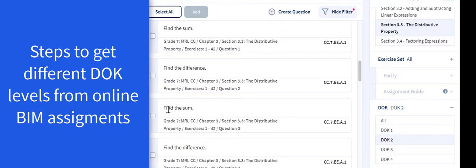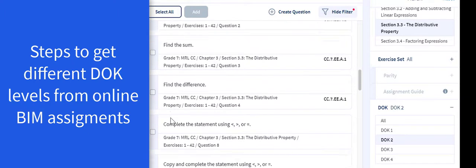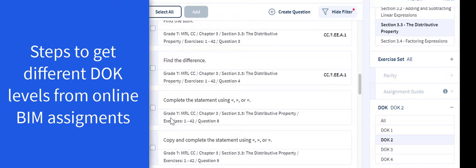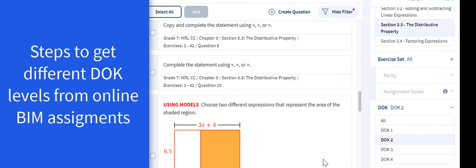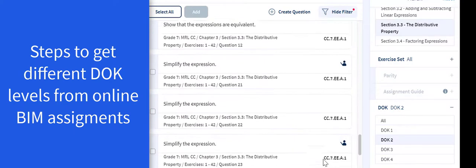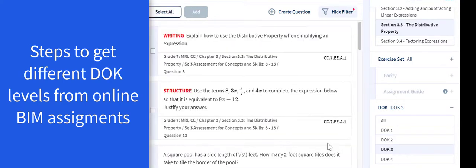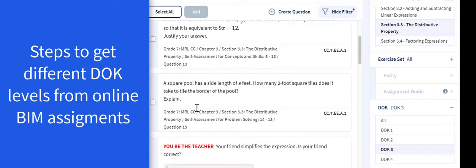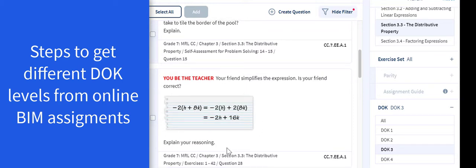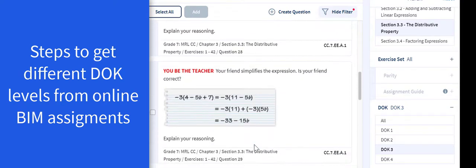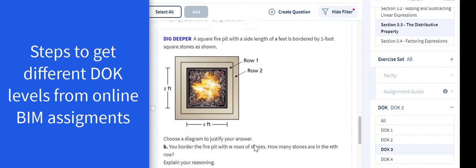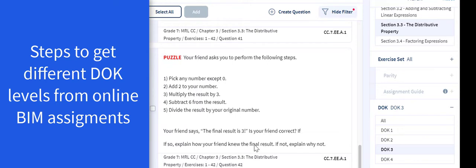So that would be where they're using both the distributive property and combining like terms, complete the sentence or the statement, some modeling, visuals. If I go to depth of knowledge 3, explain, so that word explain, justify your answer, a little bit more modeling, you be the teacher. It's kind of like their analysis in the high school book. Number sense, dig deeper, the puzzles. So those are all depth of knowledge 3 questions.